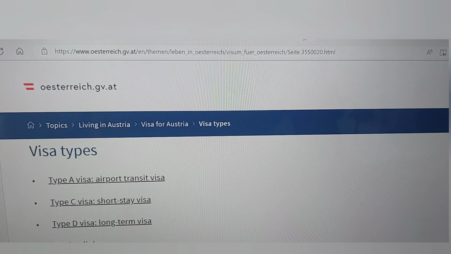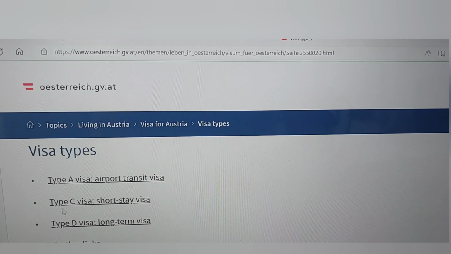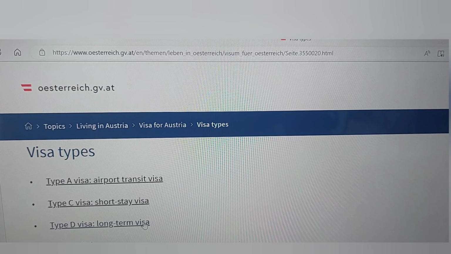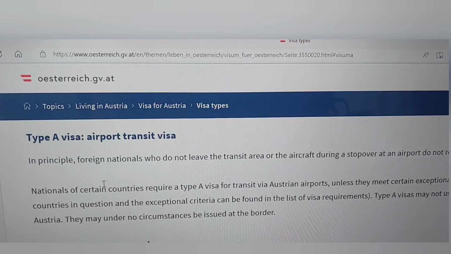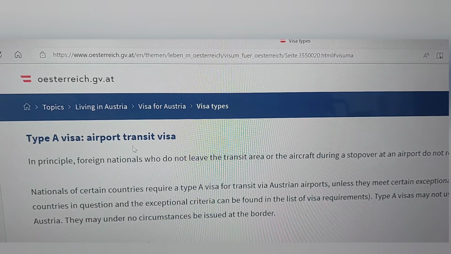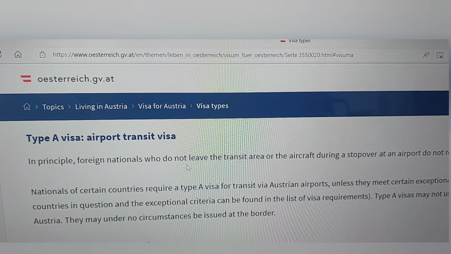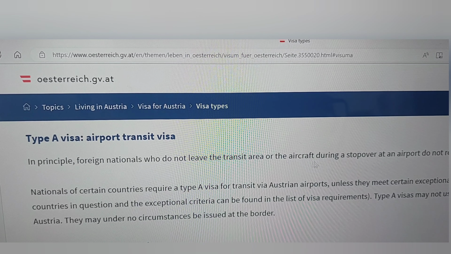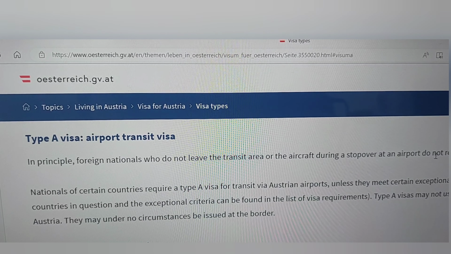They have visa types: type A visa, airport transit visa; type C visa, short stay visa; type D visa, long-term visa. So we're going to click the first one to know what it's talking about. Type A visa, airport transit visa. In principle, foreign nationals who do not leave the transit area or the aircraft during a stopover at an airport do not require a visa.